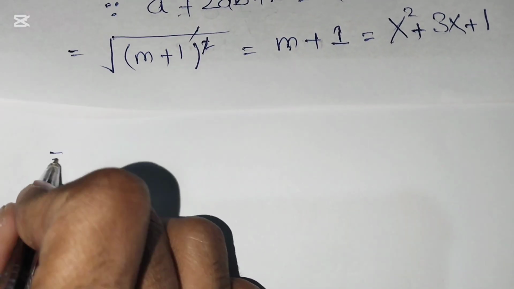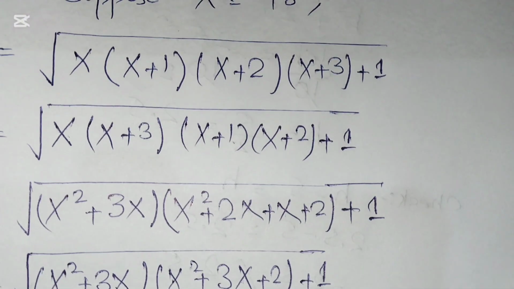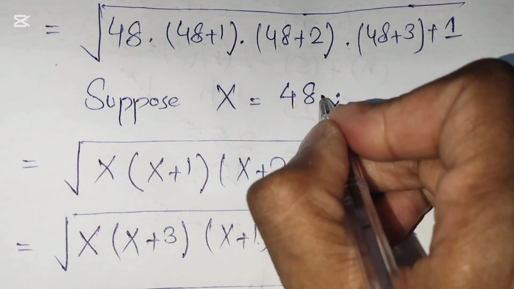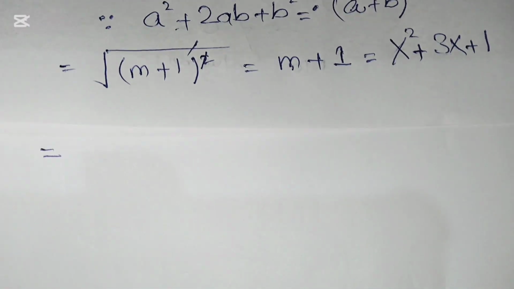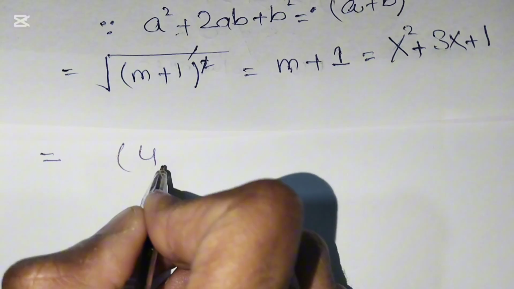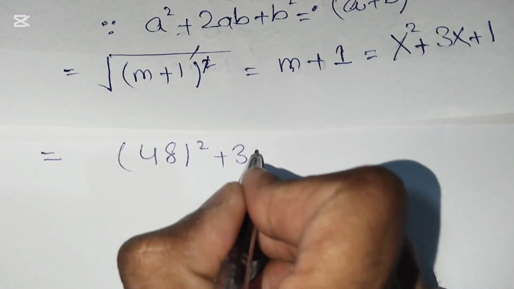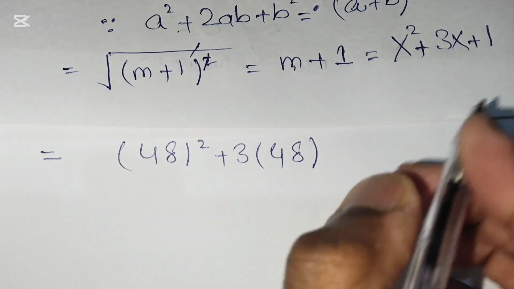So it will become, what is x? x is 48. So it is 48 square plus 3 into 48 plus 1.